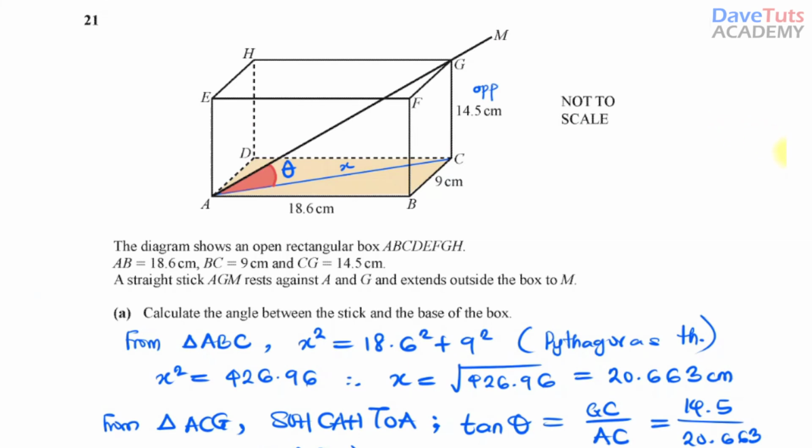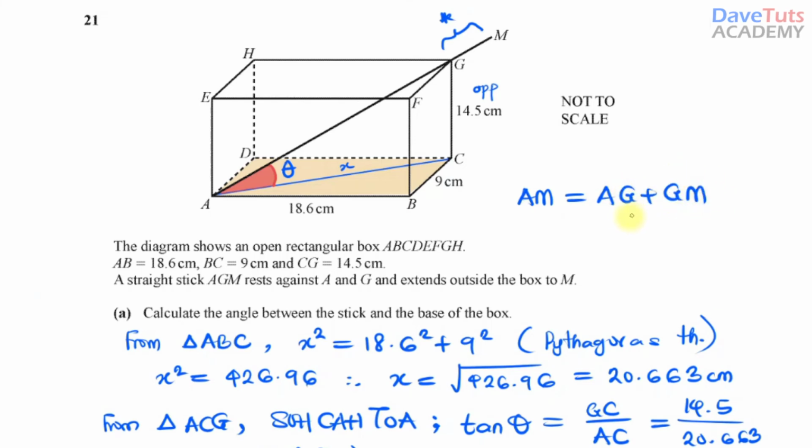Okay, then we are to show that GM, the shorter exterior here, is equal to 4.8 centimeters correct to 1 decimal place. From here, what can we see? We can see that normally AM, the whole of that length, is AG plus GM. So I can say that AM is actually AG plus GM.